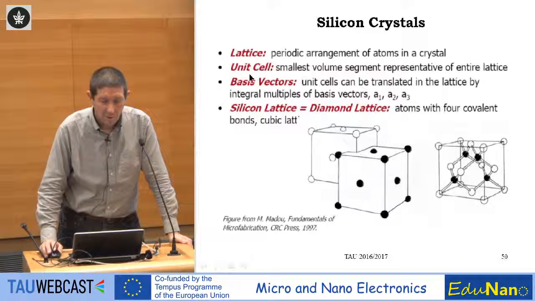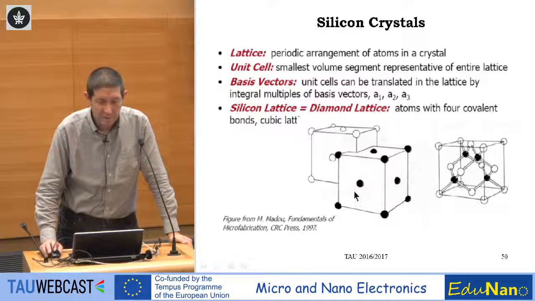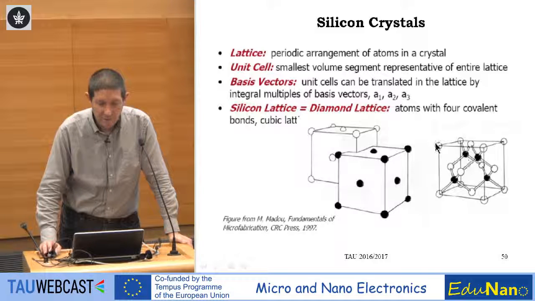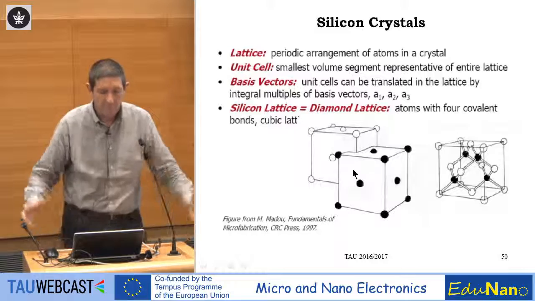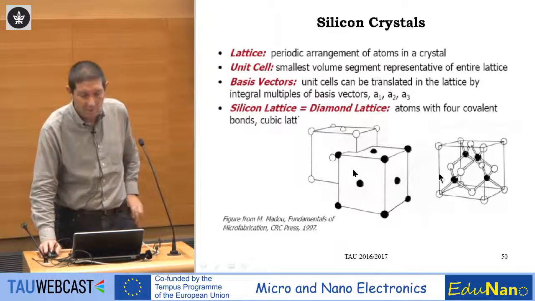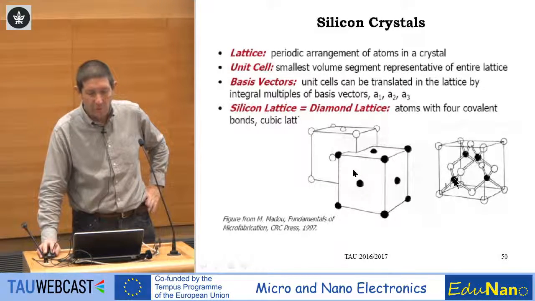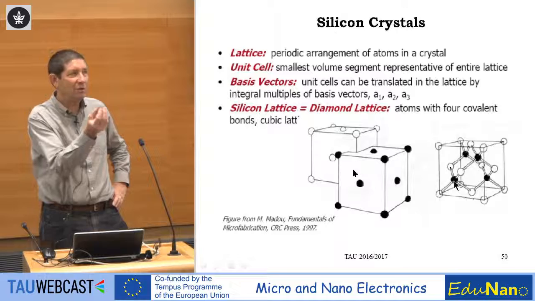Now, let's talk about silicon crystals. Silicon crystal is a diamond structure. You take 2 FCC structures and you mix them together, so every silicon atom is connected to 4 other atoms, so the silicon is like in the center of a tetrahedron.